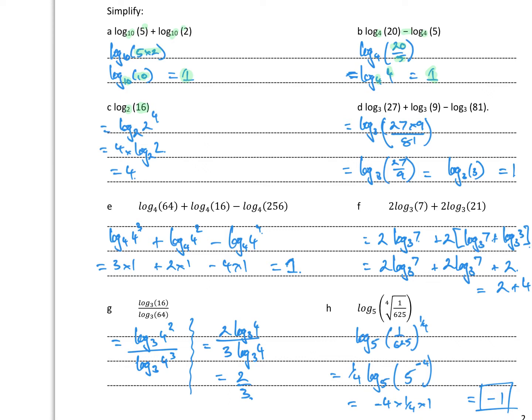So again, 16 we could write as 2 to the power of 4. And from our log law, I can bring the 4 out the front. So that gives me 4 times log base 2 of 2. Again, the bases are the same. So this time I get 4.